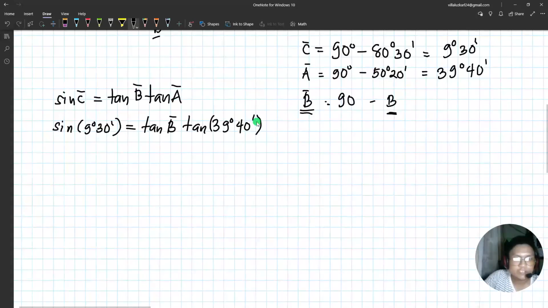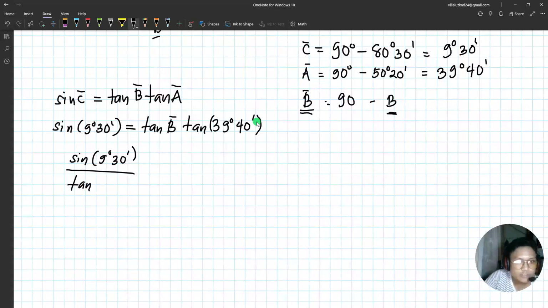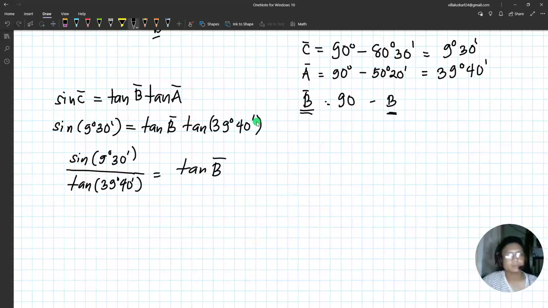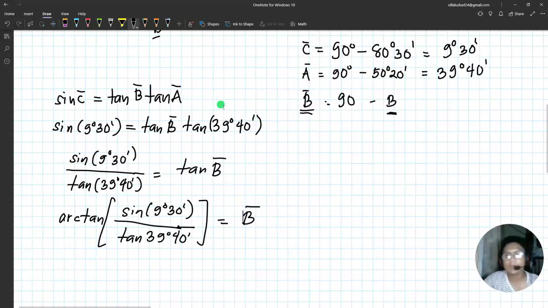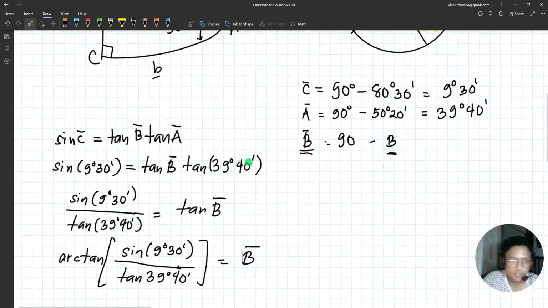Divide both sides by tangent 39 degrees and 40 minutes. We will have an equation of sine 9 degrees 30 minutes divided by tangent of 39 degrees and 40 minutes, which equals tangent bar B. Transpose the tangent function, and we will have arctangent of sine 9 degrees and 30 minutes divided by tangent of 39 degrees and 40 minutes equals the angle bar B, or the complement of angle B.